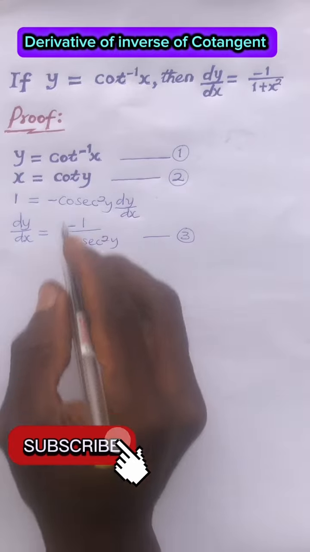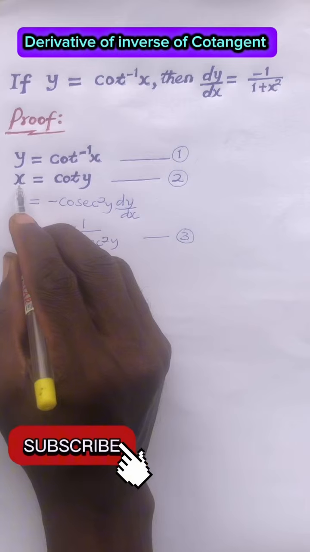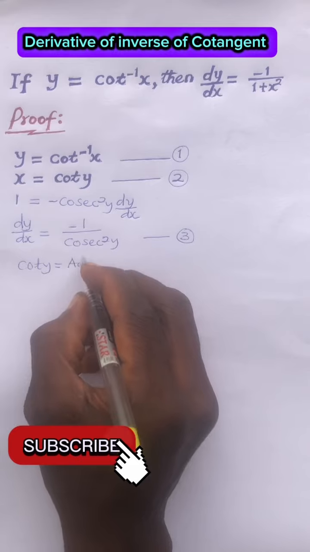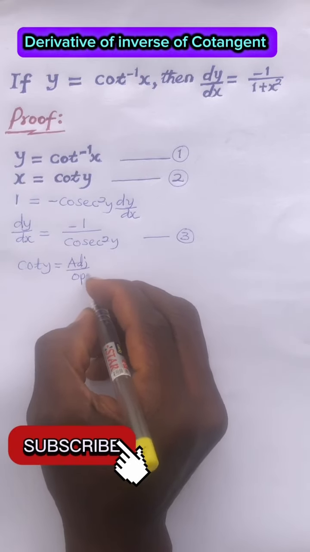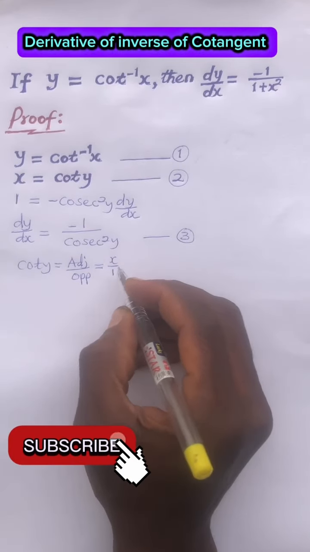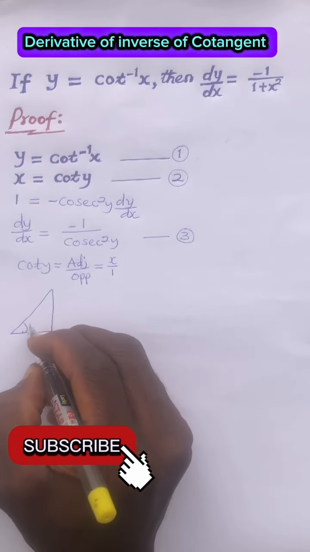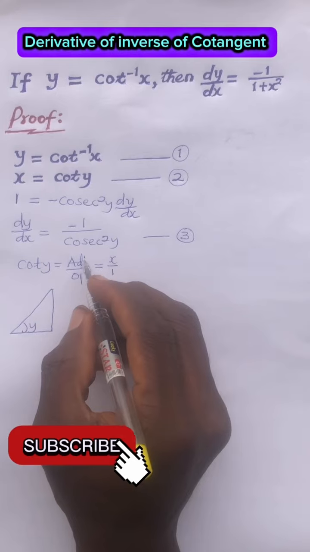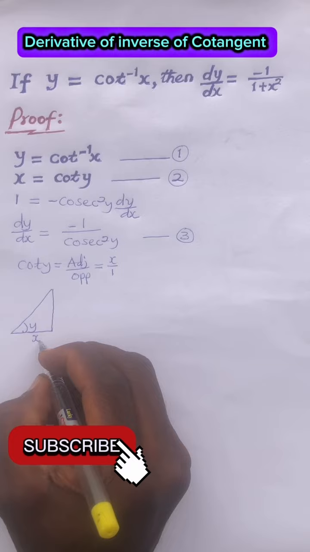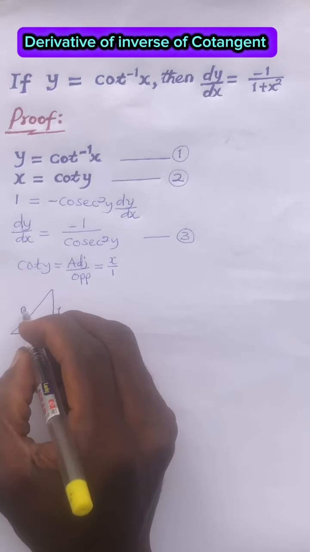So from trigonometry, cot y becomes adjacent all over opposite. Cot y equals adjacent all over opposite, and that becomes x all over 1, so that we can draw the right angle triangle with y becoming the angle. So adjacent all over opposite becomes x over 1, and the adjacent is here, then the opposite becomes 1. We do not know this side, we'll label it as n.